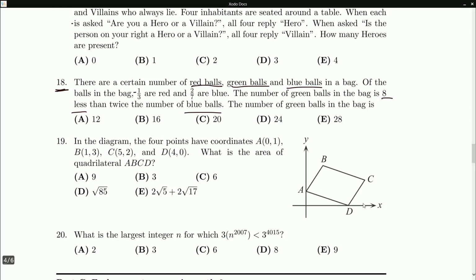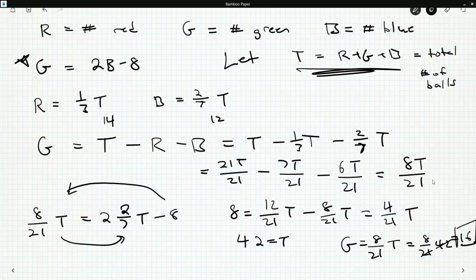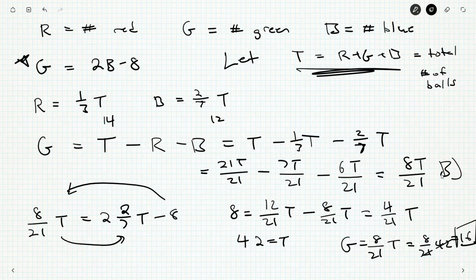I'm confident in my answer, and we're going to give B. That's what we're going to bubble in. Not to be confused with our B being the number of blue. B is also our final answer. That's what we would bubble in. Okay. So that takes care of question 18.